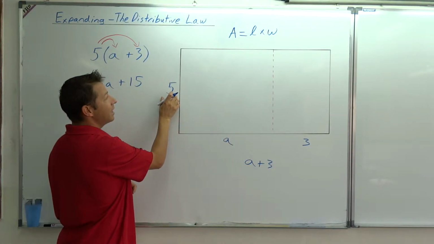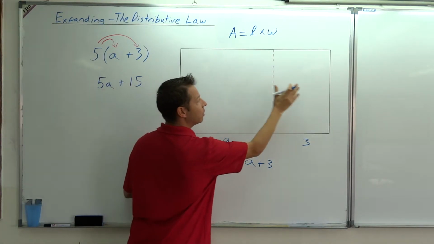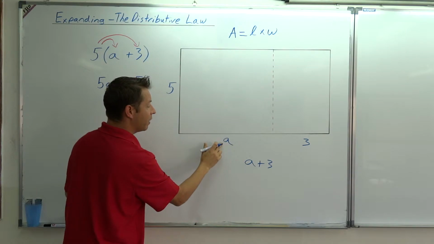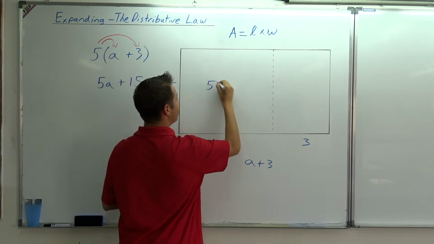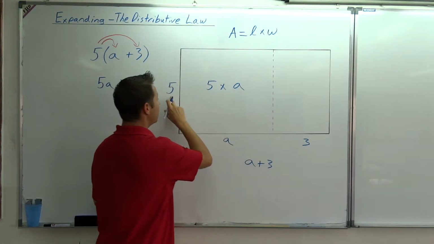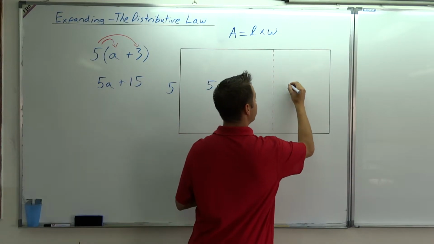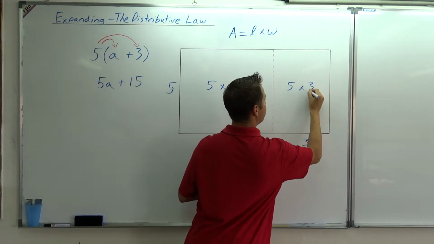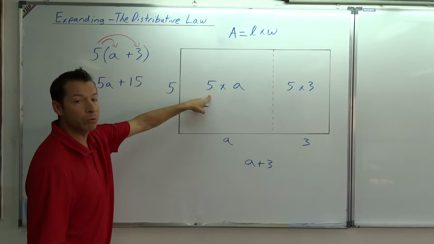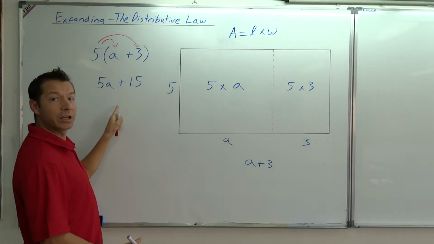Well, as I said, if I break it down into smaller rectangles, I would have to go 5 times a, and that would be the area of this one. And I'd have to go 5 times 3 for the area of this rectangle. Well, notice that's exactly what's happening over here, but just in an algebra sense.